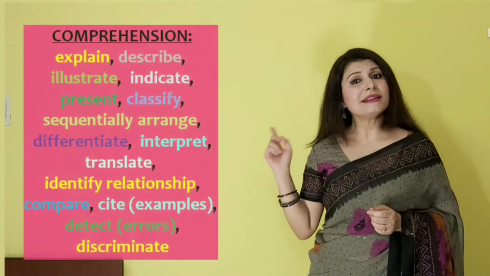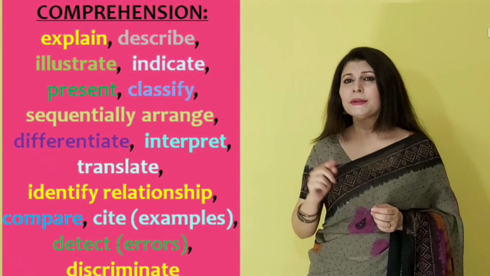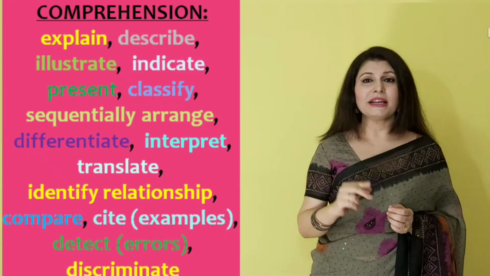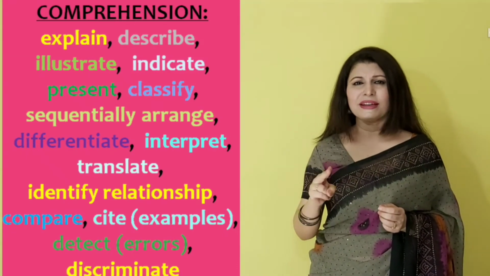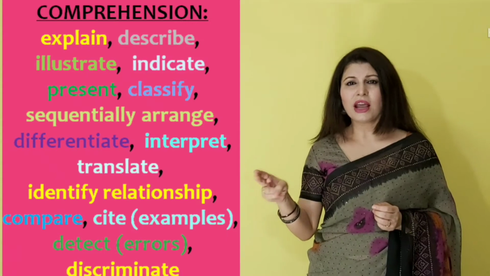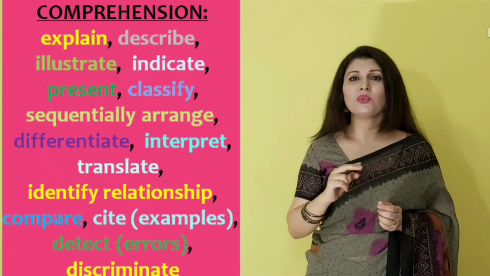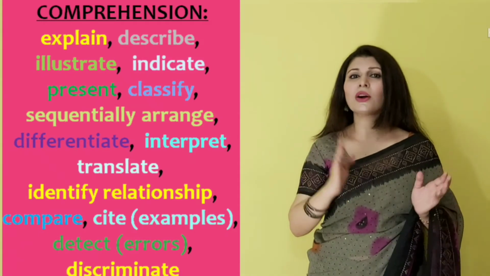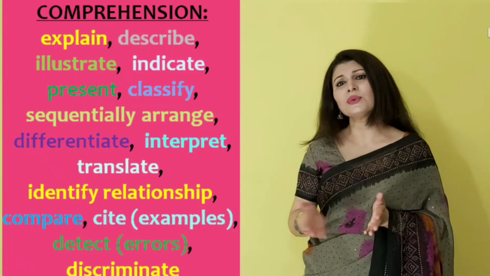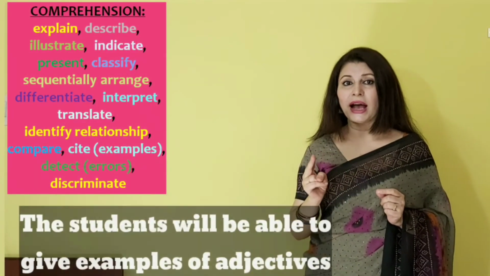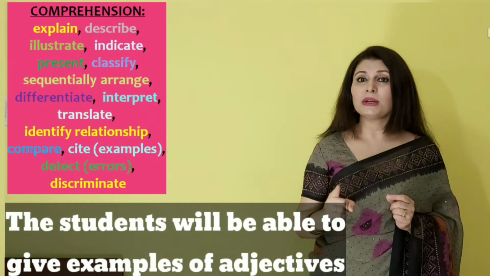So, now check its list of action verbs. The action words or verbs such as explain, illustrate, indicate, present, formulate, etc. are given. We'll pick only one verb out of these verbs, which we think should be appropriate according to the age and class of our students. Suppose we give examples from it. Now, we can frame objective as, the students will be able to give examples of adjectives.